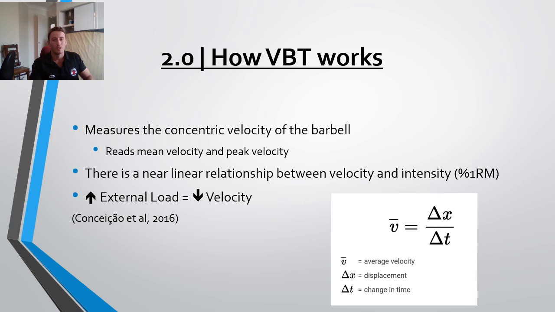The formula for velocity is expressed as a change in displacement over a change in time. The use of velocity-based training measures the displacement of a barbell over the course of the concentric phase of repetition. This gives us a velocity reading, either mean and/or peak. This information gives us an indication of intensity due to the near linear relationship velocity has with intensity, which is represented as percentage 1 repetition max. Essentially, as external load increases, bar velocity decreases.